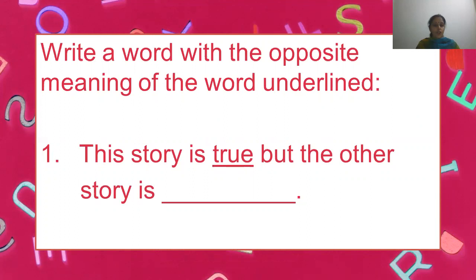This story is true, but the other story is dash. So true has been underlined here, right? When we are using but, we are talking about two different things. We are contradicting the statement. So we have to write the opposite of true here. What will be the opposite of true? Yes, untrue. The other story is untrue. You all can write this down in the book. Untrue. Clear? Shall we move to the next one?